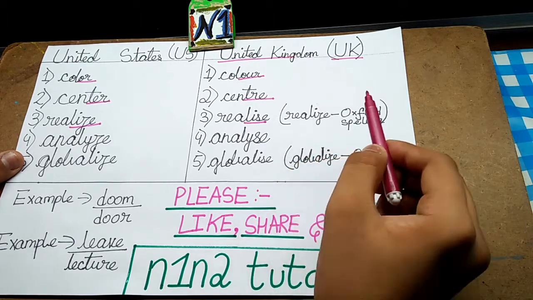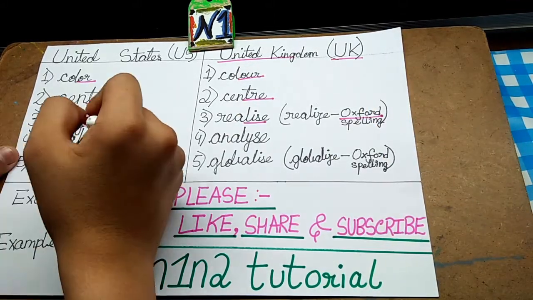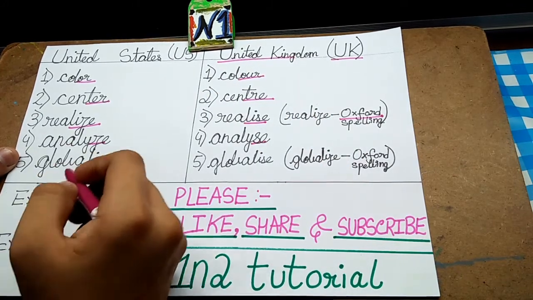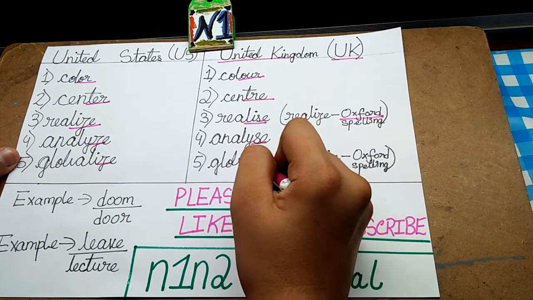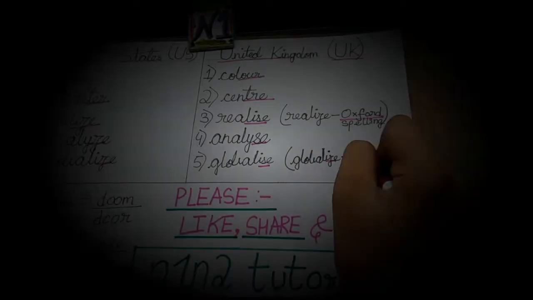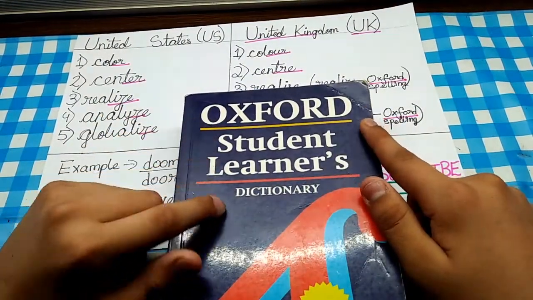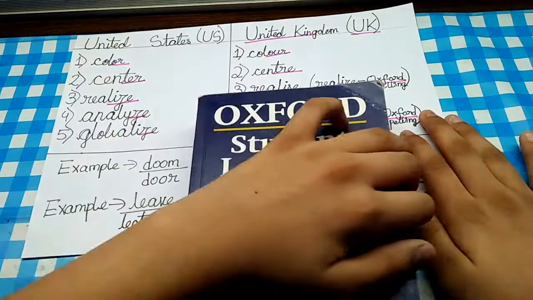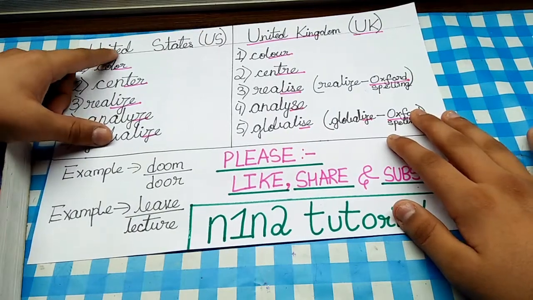But friends, listen. R-E-A-L-I-Z-E, this word realize, the spelling has been provided by Oxford University. The next example is analyze, where we have Z, and in British English we have S. In globalize, it is G-L-O-B-A-L-I-Z-E, whereas in British English it is G-L-O-B-A-L-I-S-E, and Oxford has provided us with the spelling G-L-O-B-A-L-I-Z-E. Now I have a dictionary, the Oxford Student Learners Dictionary, and there are basically two types of dictionaries. One with the British spellings, meaning the spellings provided by Oxford, and another one is the American dictionary, which has the spellings used in the United States.